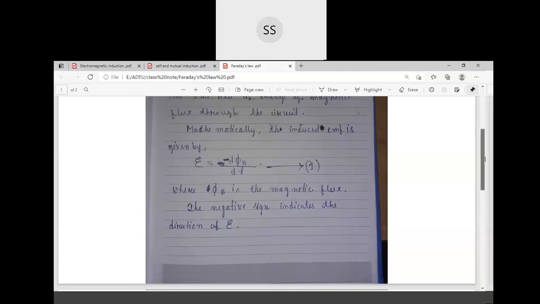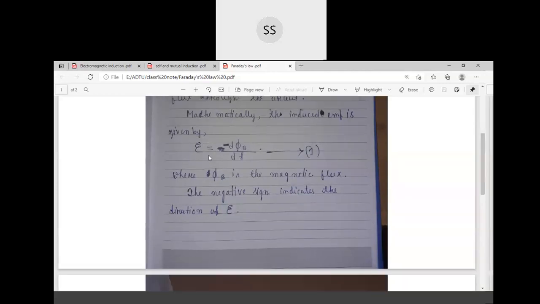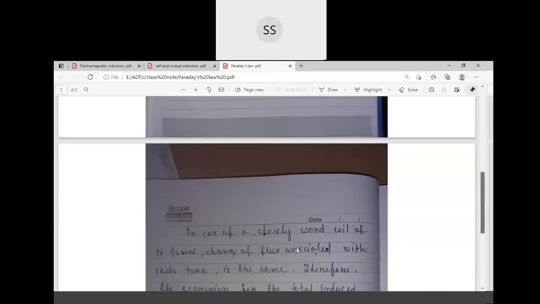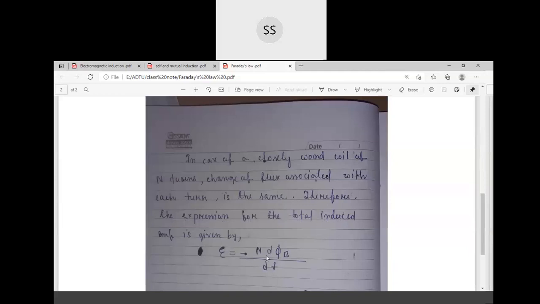So this equation is for when there is only one turn in the electrical coil. If there are n number of turns in that electrical coil, then we will multiply the number of turns to this equation.